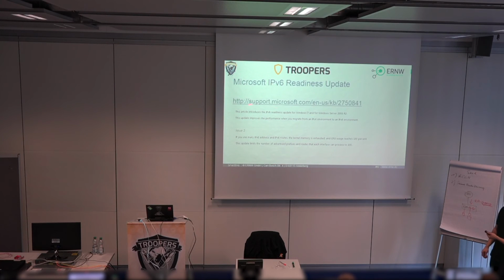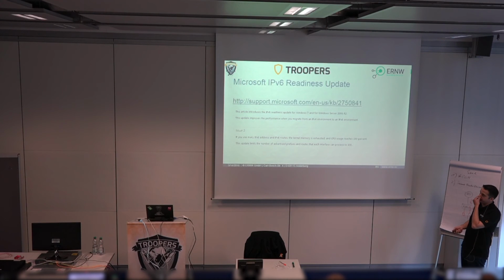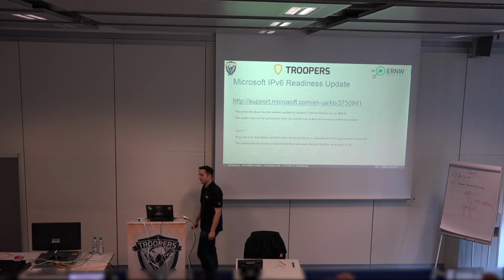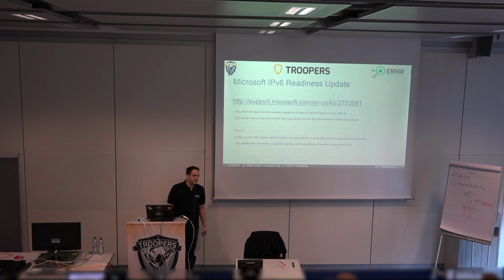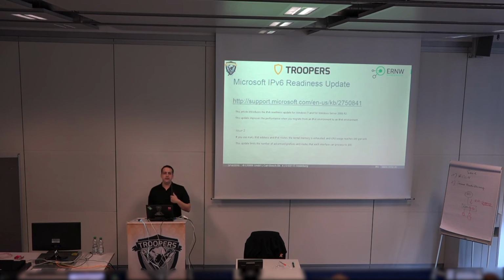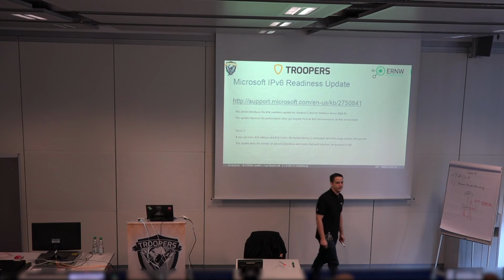So, this is the aforementioned IPv6 readiness update. How have they fixed this? Issue 2: if you use many IPv6 addresses and routes, the kernel memory is exhausted and CPU usage reaches 100%. This update limits the number of advertised prefixes and routes that each interface can process to 100. Well, they could realistically have cut it down to 10, it would still be sufficient, but they decided to do it for 100. So under the assumption that you have installed this update, during the attack, the machine is barely usable, but quickly recovers after the attack ends.